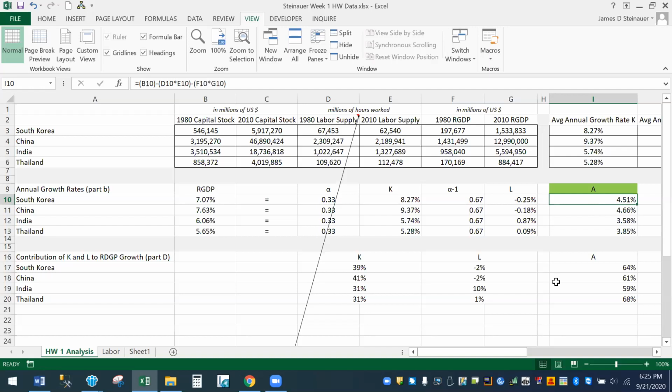No, wait a second. So this growth accounting tells you the number. So the number 7.07 in 10B must equal 0.33 times 8.27, plus 0.67 times negative 0.25, and plus 4.551. Yep, I think it all works out. Oh, okay. But it's just for verification. Presumably you should find the TFP growth rate independent of this equation I just explained.